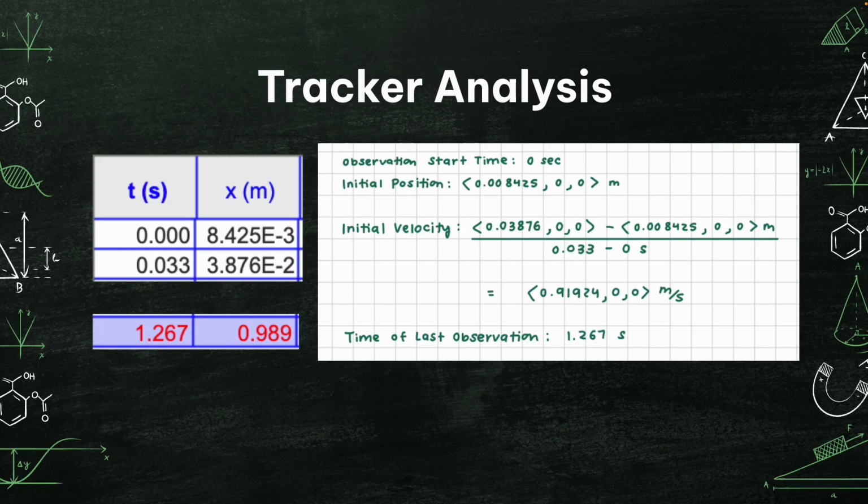Using the Tracker video, we can extract data that helps us set our initial conditions for the computational model. When the time is 0, the position of the center of mass of the can is 0.008425 meters, which gives us our initial position. Then we can calculate the initial velocity given the second data point to give us a velocity of 0.91924 meters per second. The time between frames in the video was 0.033 seconds, so the positions in Tracker were given in these intervals. The entire sequence I analyzed took 1.267 seconds.